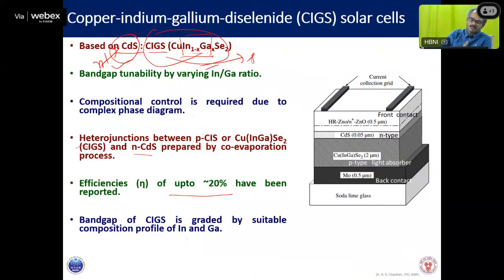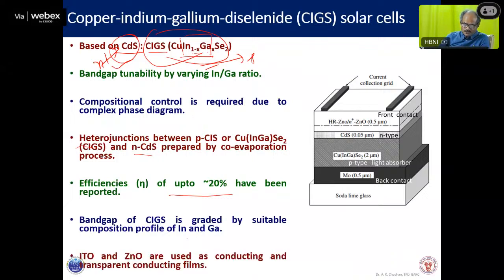If you vary the band gap, what changes with the band gap? Can anybody tell? The band gap changes the absorption. ITO and ZnO are used as transparent conducting films.